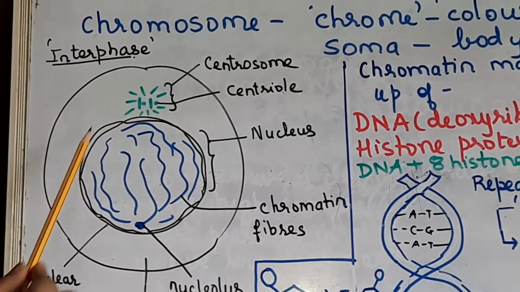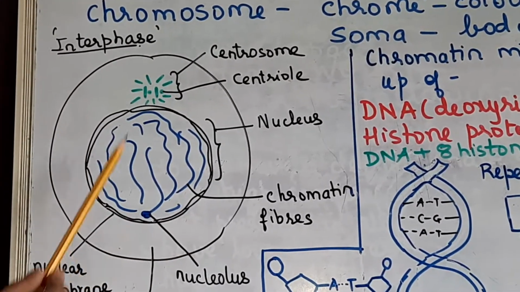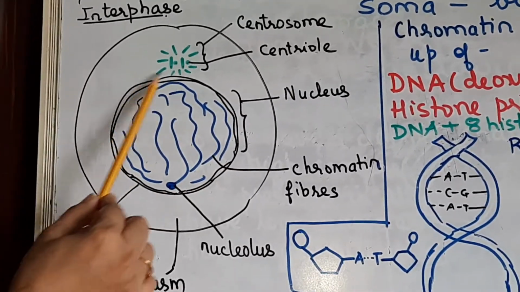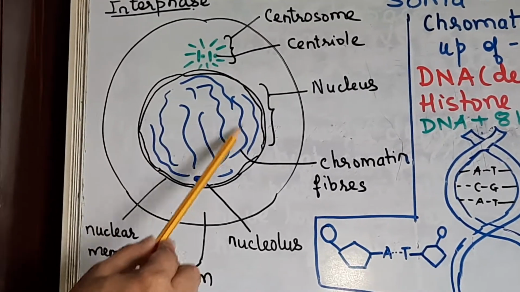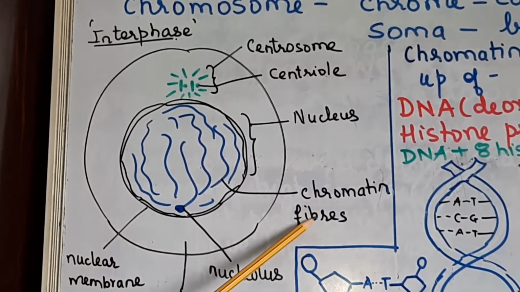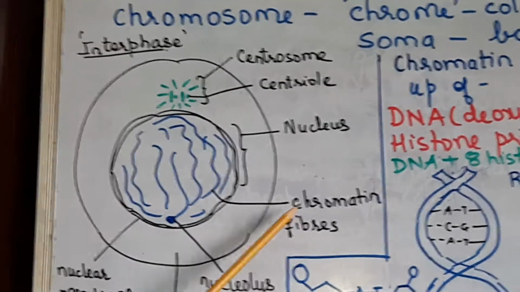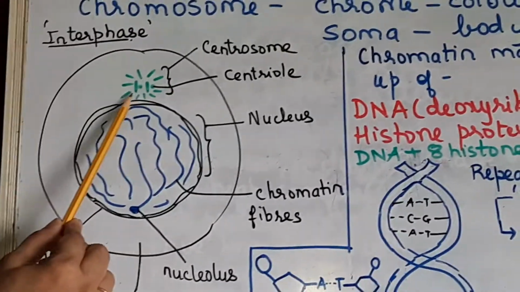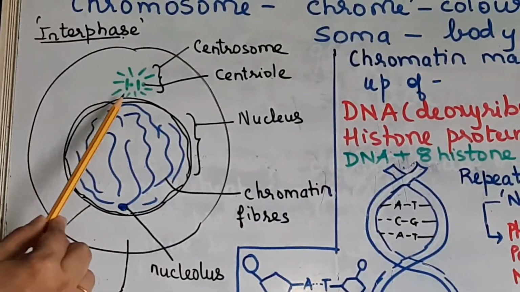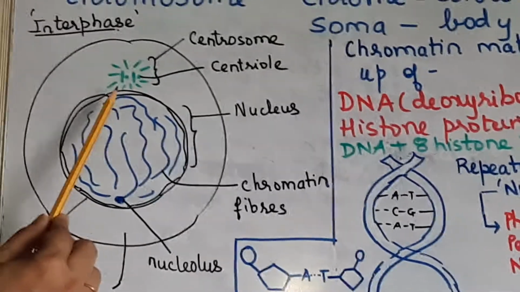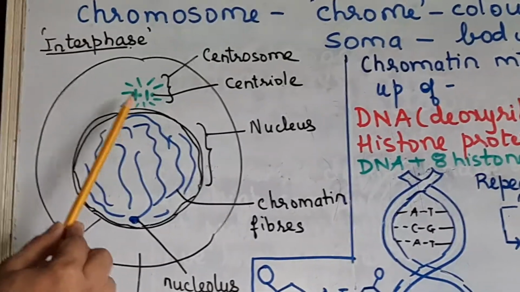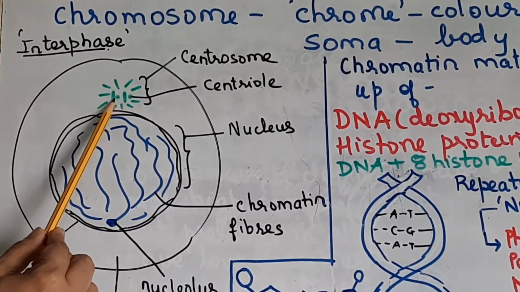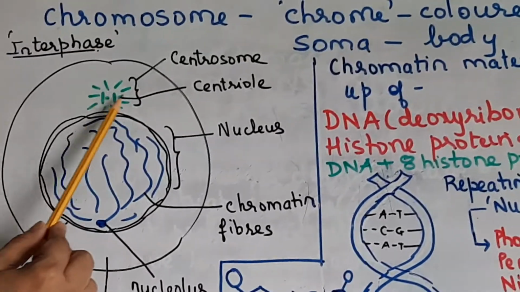This is the animal cell we have drawn. This is the nucleus, this is the double layered nuclear membrane, and inside the nucleus you can see these long thread like structures. These are the chromatin fibers, also called the chromatin network or chromatin reticulum. This is the nucleolus and this is the centrosome. The centrosome is a cell organelle present only in animal cells, and it initiates and regulates cell division. Within the centrosome there are two centrioles.